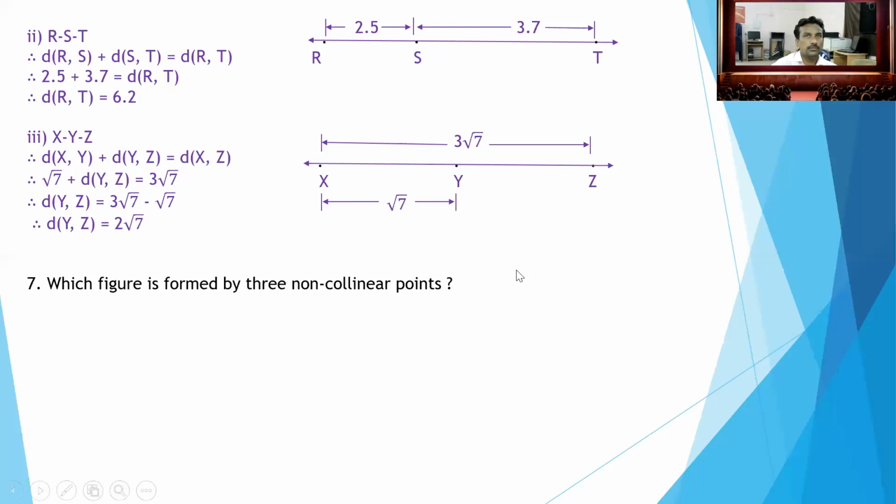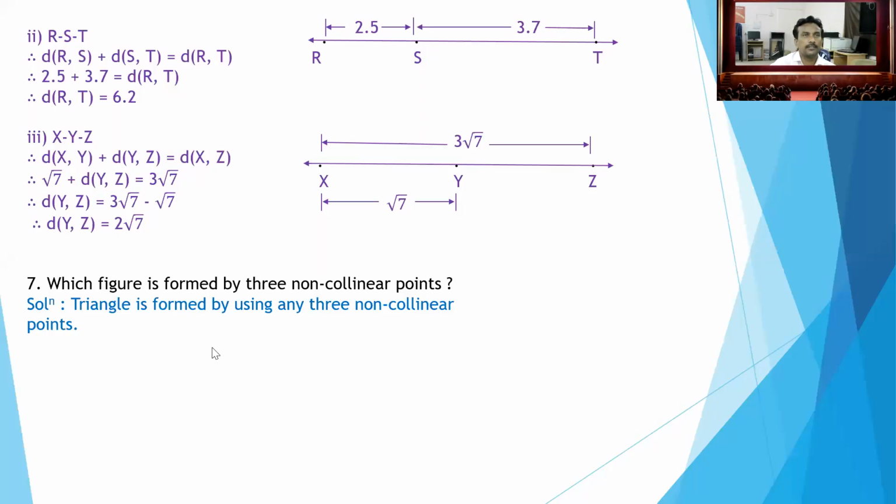So, the triangle is formed by using any three non-collinear points. This is the answer for question number 7. Understood? Got it all of you? Okay. So this is our today's classwork, Practice set 1.1 of Maths 2 Part 2. Okay? Got it all of you?